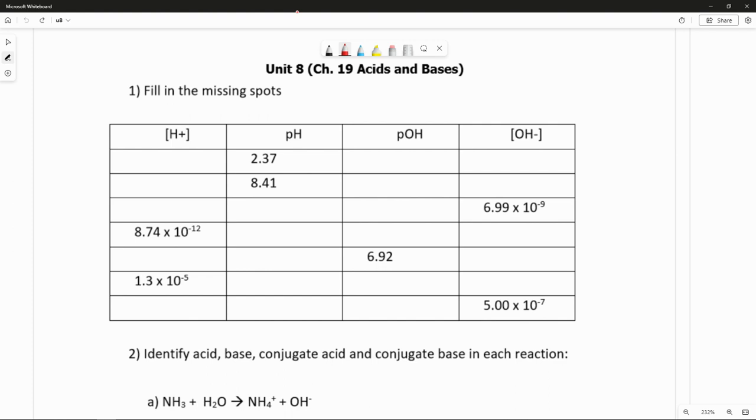So starting off with the ones that are given, you're given pH equals the negative log of the concentration of H plus, pOH equals the negative log of the concentration of OH minus, and you're also given concentration of H plus equals 10 to the negative pH, and the concentration of OH minus is 10 to the negative pOH.